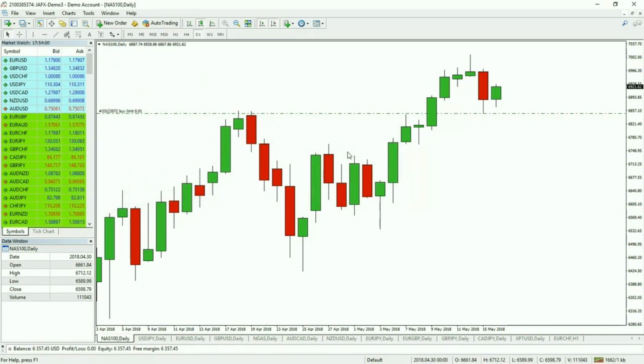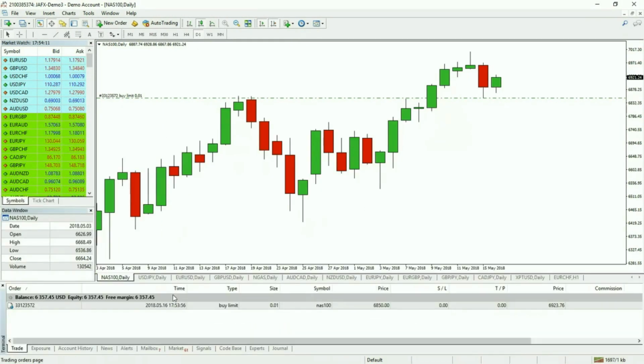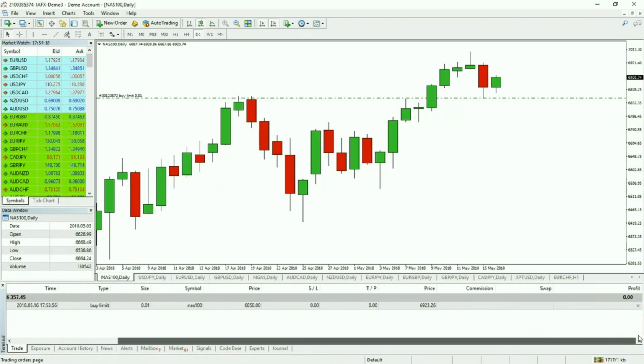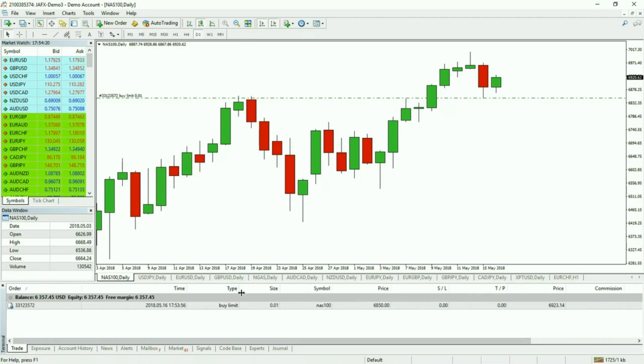Now effectively, what does that mean for us, guys? Well, we're not actually in the trade position at this time. We can verify that by opening up our terminal here, and we can see that we have no current trades on at the moment, but we have one order, which shows no profit, because we haven't actually entered the market as of yet.